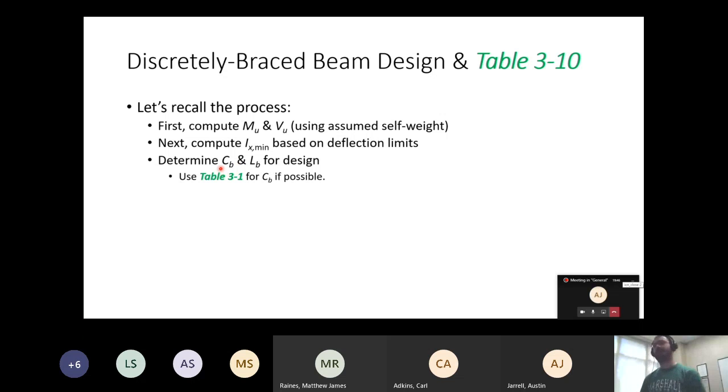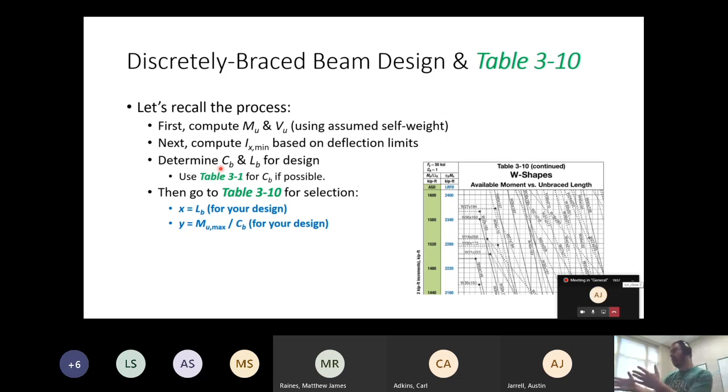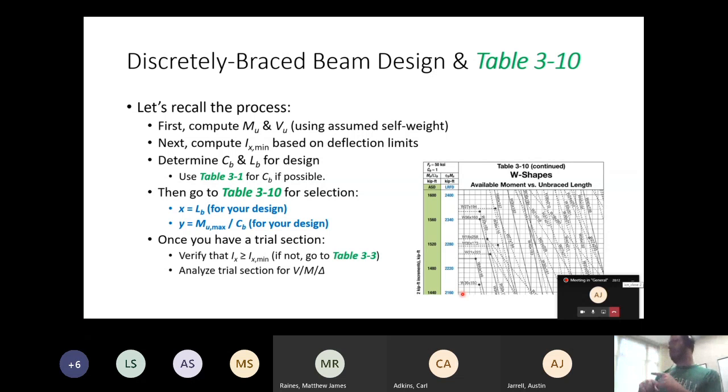Next, you determine a CB value for your design and an LB value for your design. And if possible, use Table 3-1 for your CB quantity. Then you go to Table 3-10, and off the x-axis, you use your LB, and on the y-axis, you use MU divided by CB, and then you find the point where they intersect, and you go up and to the right and find your first section with the solid line. Once you have that section, you verify that the moment of inertia is greater than your minimum. And if not, we just skip all this and go to Table 3-3 and pick a section. Once we have a section, though, we analyze it. We make sure that it has adequate shear capacity, adequate moment capacity, and it meets deflection limits. So that, in a nutshell, is the process behind designing a discretely braced beam.